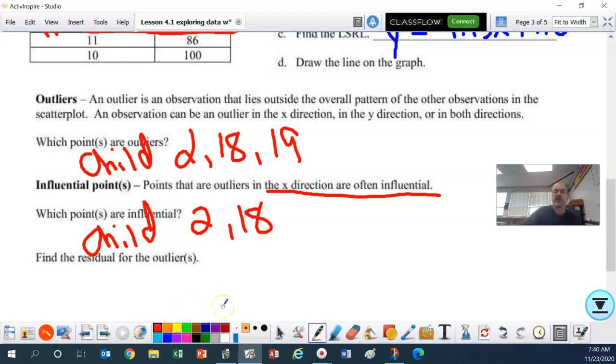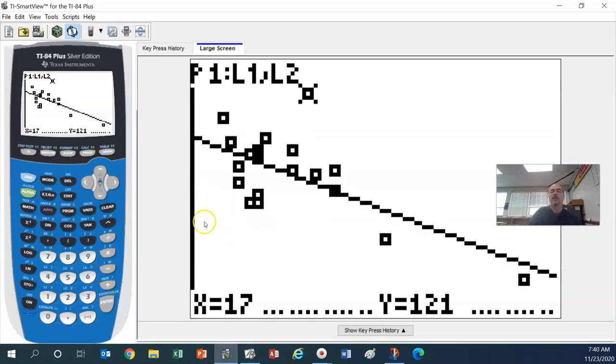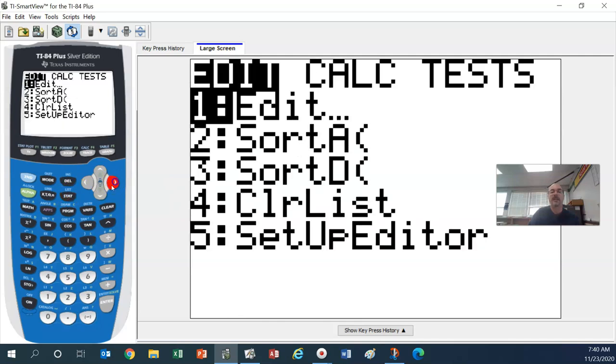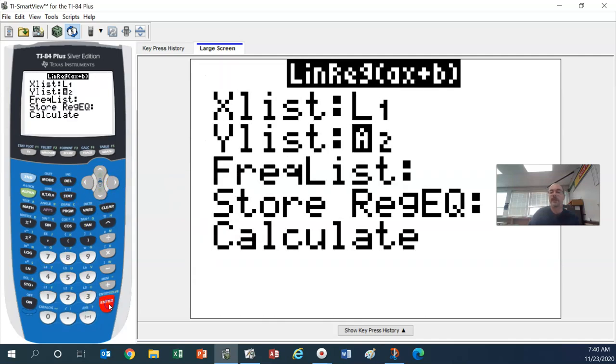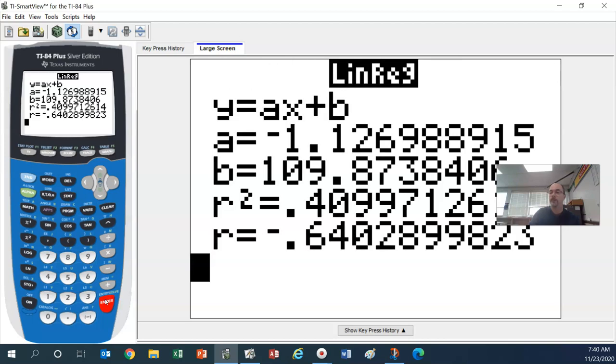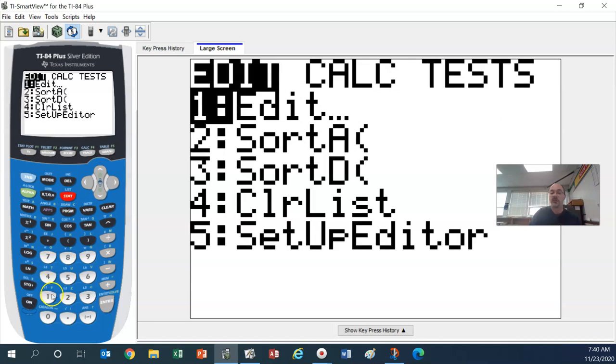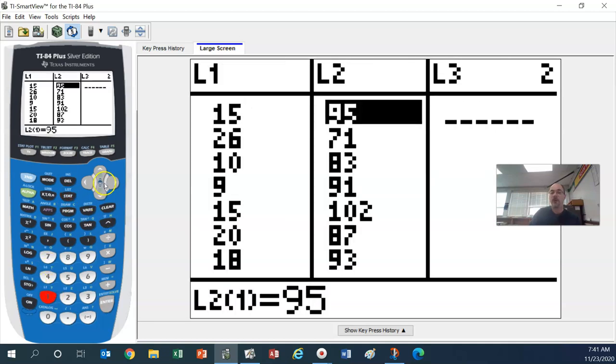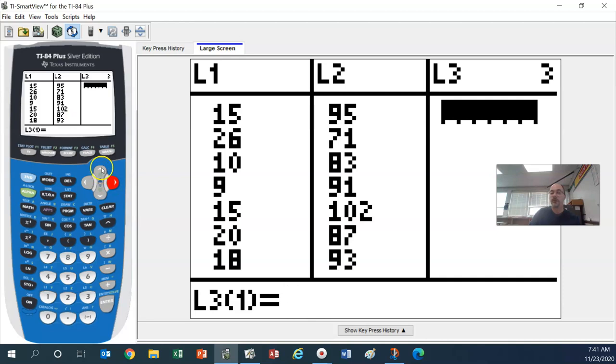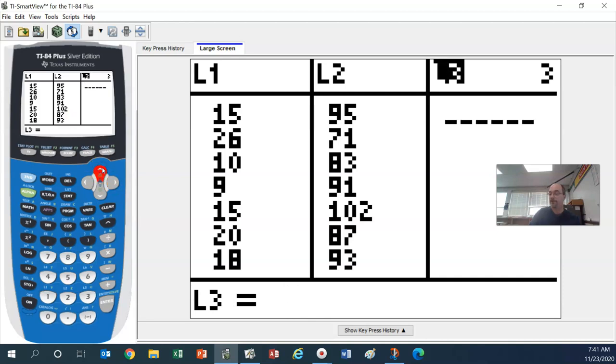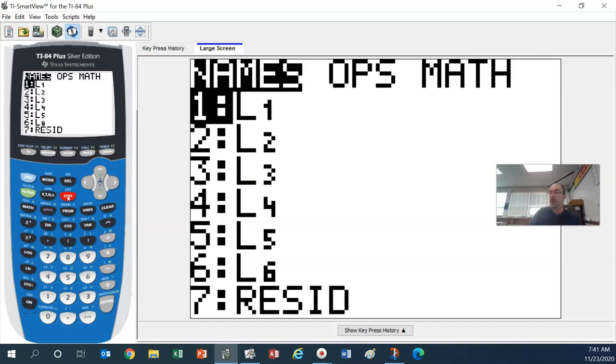Okay? Now, residuals. What are the residuals for these children? All right, so we've got to go through those steps. Again, I did the stat calculate number 4. I already did that. Okay, and then remember we go back to our list. So stat edit. We go to the top of list 3, all the way to the top. We hit second stat. Look for the word resid. There it is, number 7.